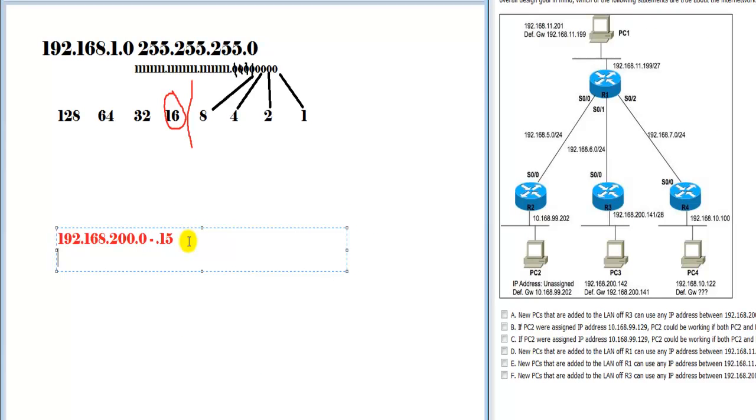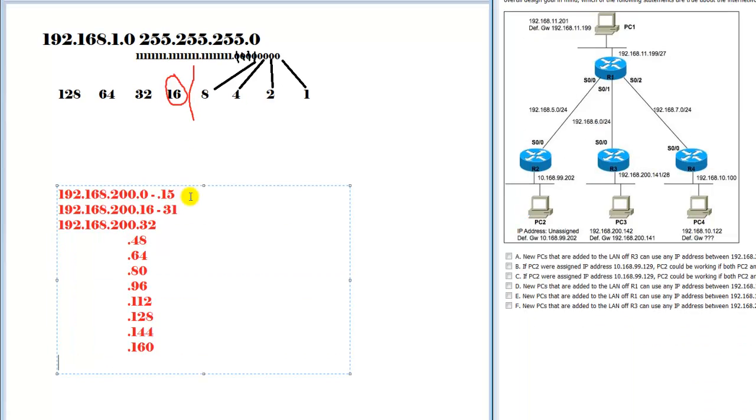So the next network would be 192.168.200.16 through 31, because 32 is your next. 192.168.200.32 would be next, and then you'd have dot 48, dot 64, dot 80, and it would keep going on and on until you get to 192. So yeah, you're only really missing the 176.